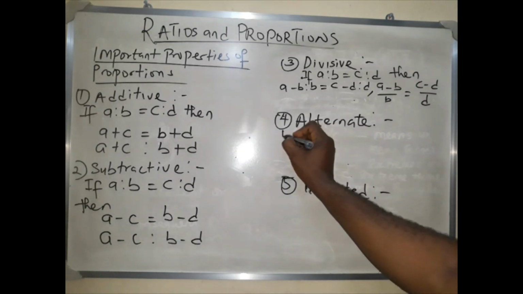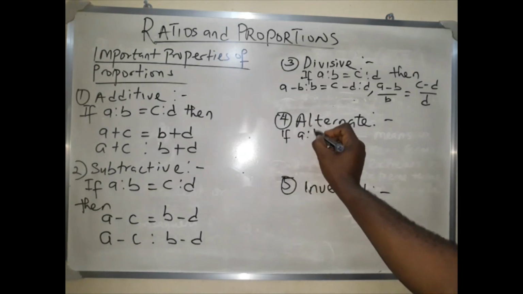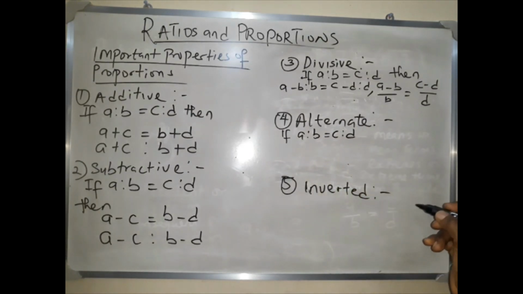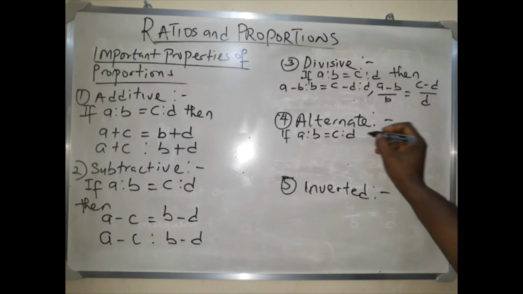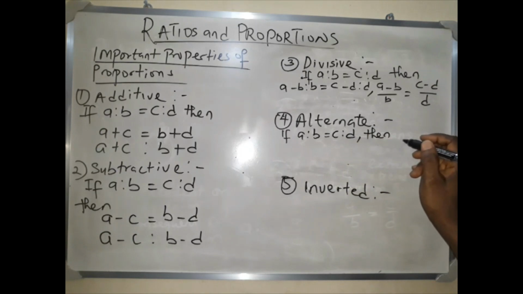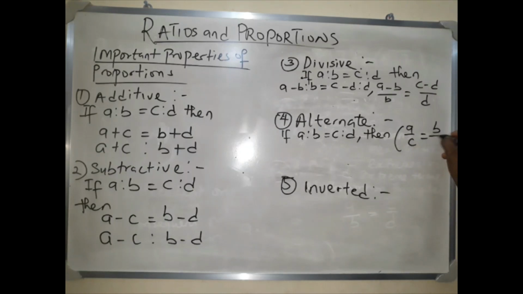Now let's go to the next one, which is the alternate property. The alternate property says that if you have two expressions which are A ratio B is equal to C ratio D, then you can derive another expression from this, which will now give you something like this. A all over C is equal to what? B all over D. But how does this get to this point?